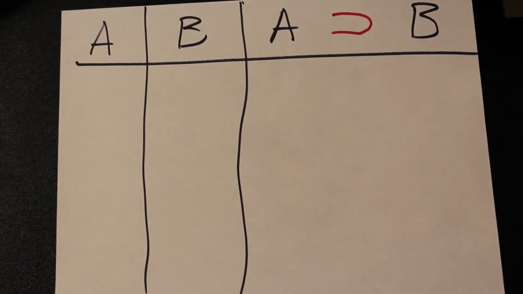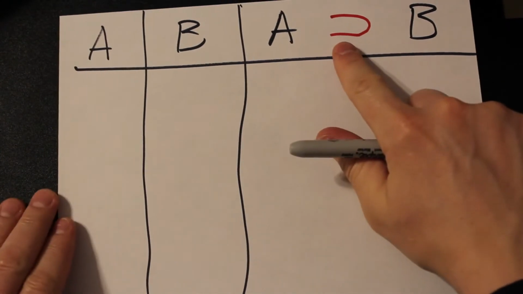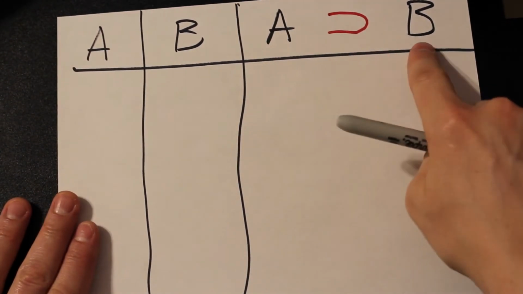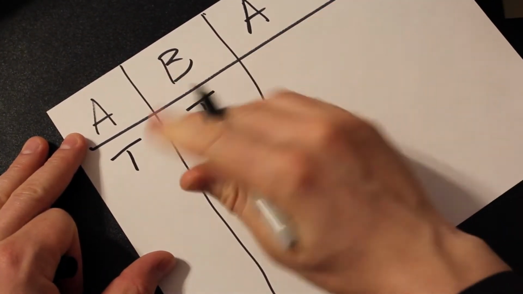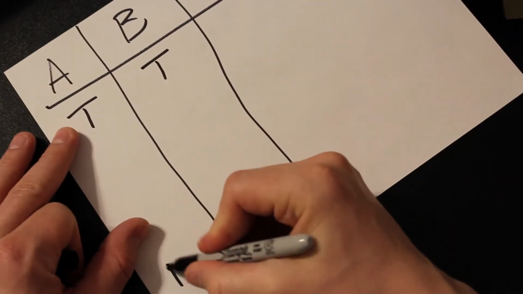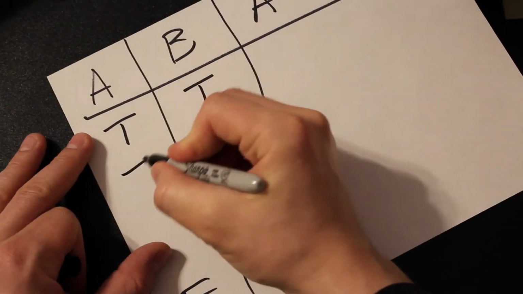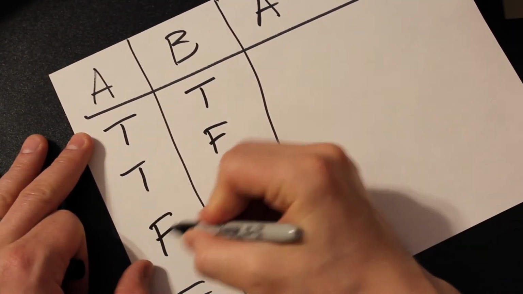All right, so now we're going to look at if-then. So this here connects, if A is true, then B must be true. So I'm going to go ahead and fill out a truth table. Possibility that they're both true, possibility that they're both false, and then alternating that one is true and the other is false.